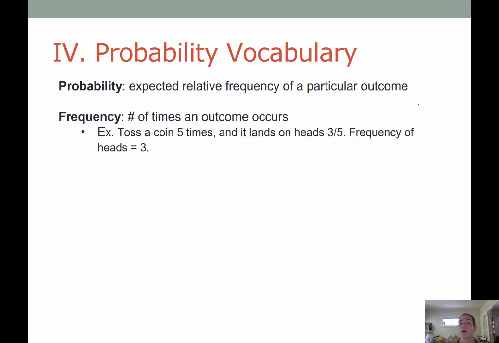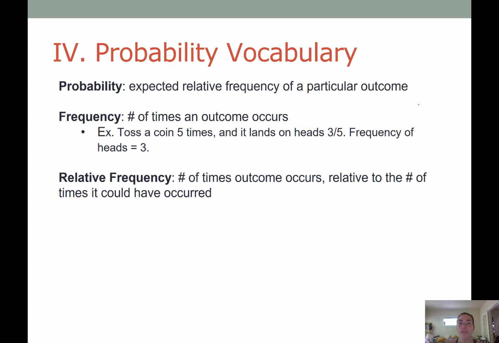So in a coin toss, if we toss a coin 5 times and it lands on heads 3 out of 5, then the frequency of heads is 3, okay? So the number of times that an outcome equal to heads occurred was 3.